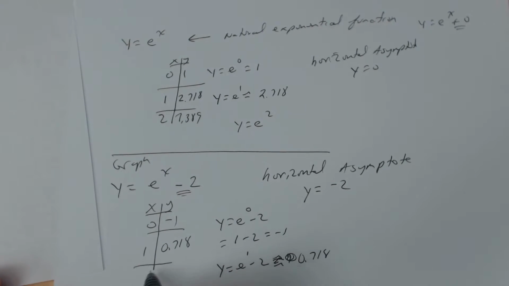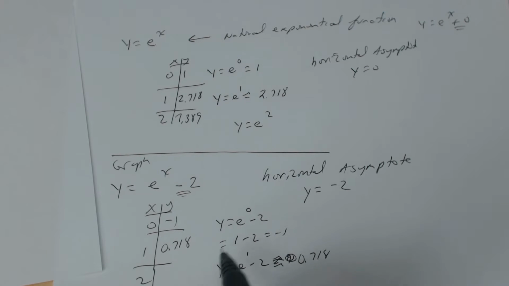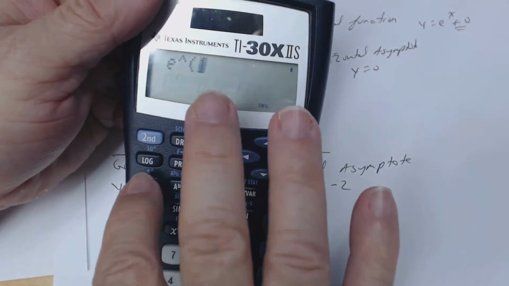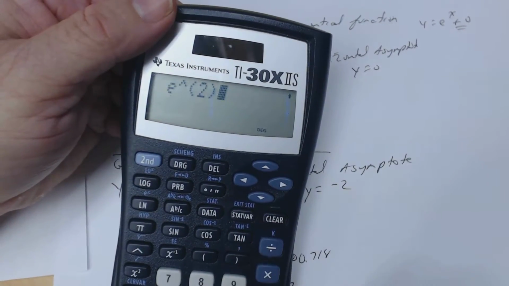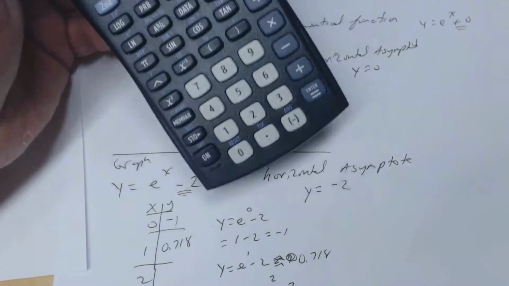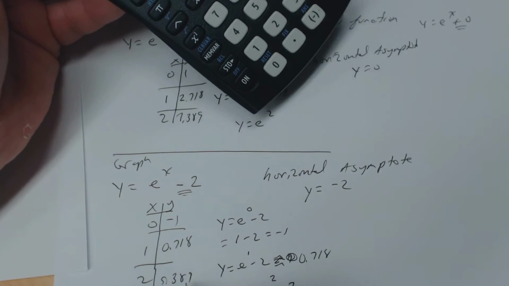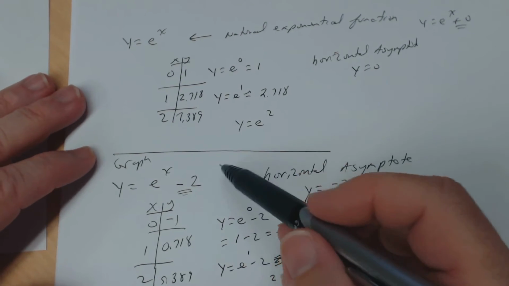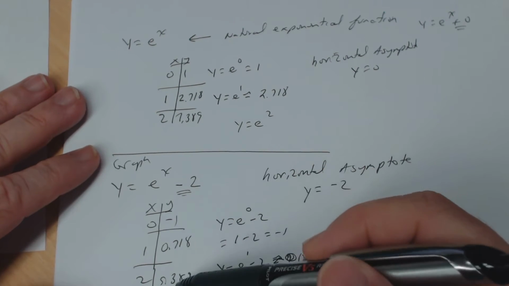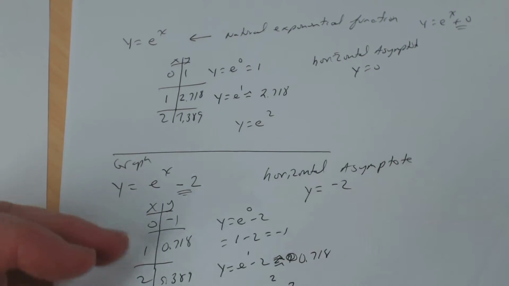If x is 2, I get y equals e squared minus 2. So e squared, close, then subtract 2, press equal, you get 5.389. And it kind of makes sense. Remember, the original one was 7.389. You subtract 2, you get 5.389. So everything is shifted down 2 units.